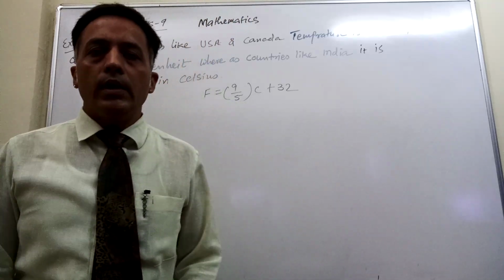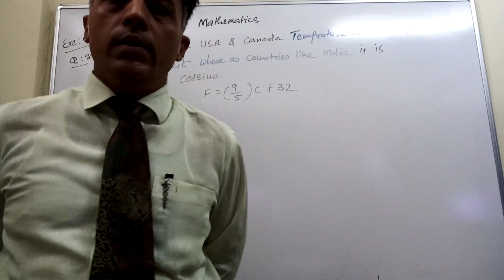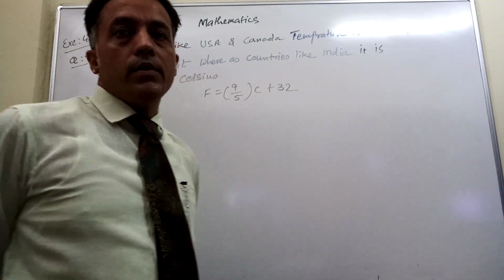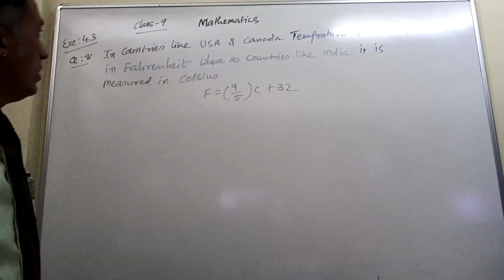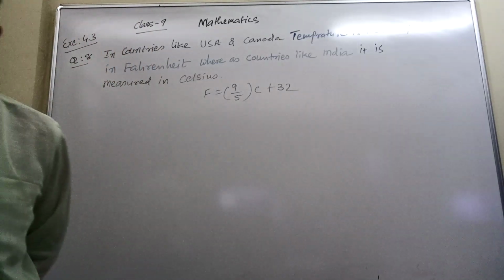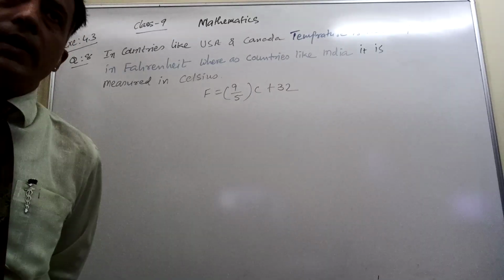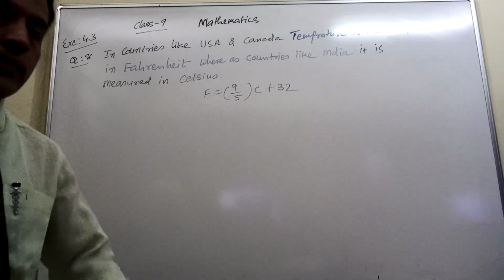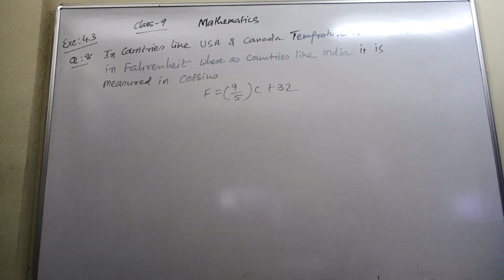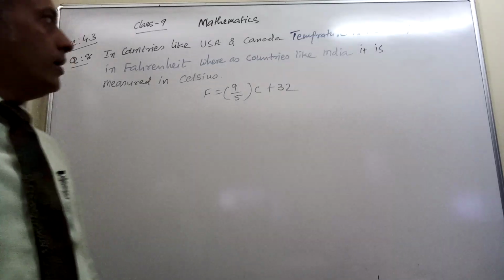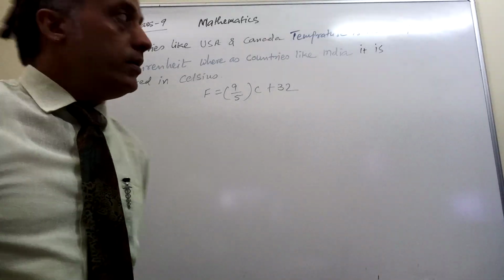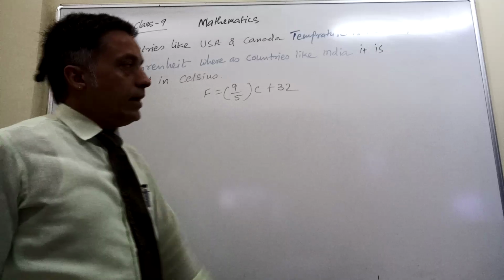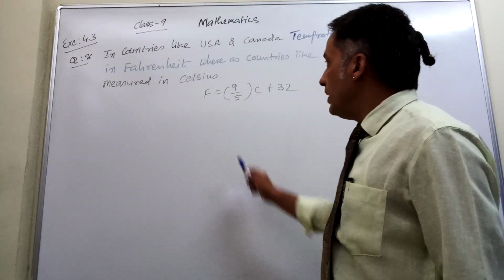Dear students, in this session we are going to discuss the eighth sum of exercise 4.3, in which we are going to discuss the conversion of temperature from Fahrenheit to Celsius and Celsius to Fahrenheit. The question says that in countries like USA and Canada, temperature is measured in Fahrenheit, whereas in countries like India, it is measured in Celsius.